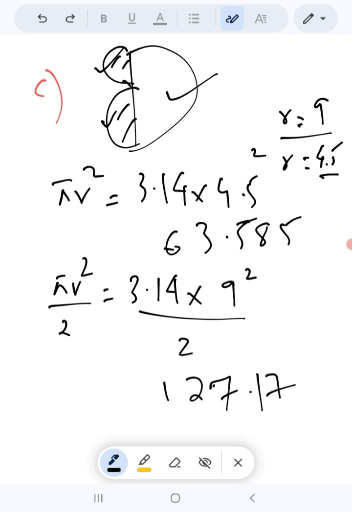Okay, now 127.17 and 63.585, I will add this one and this one. My final answer is 190.755. Okay, now finding the perimeter of it.